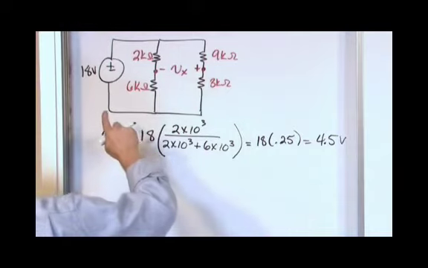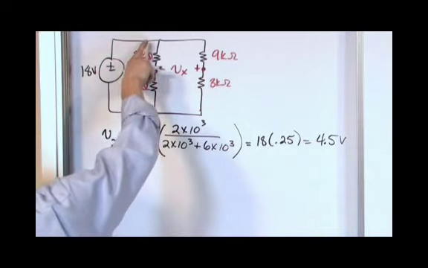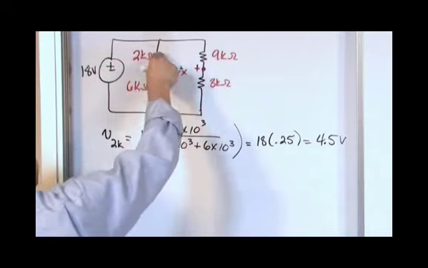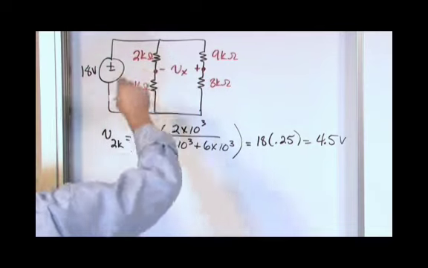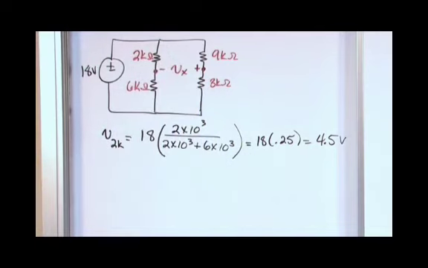So what this means is that the current is going this way, the current is going down, so that should be plus minus 4.5 volts across this guy.